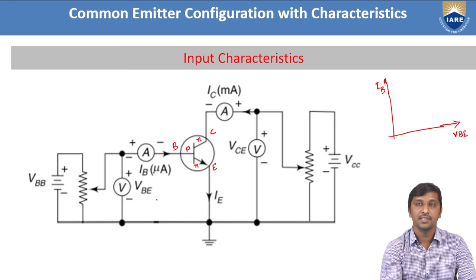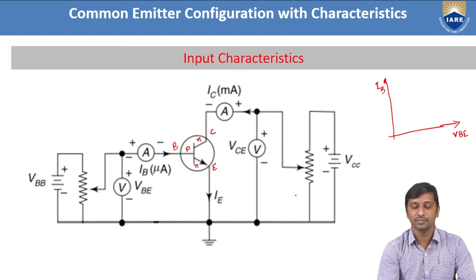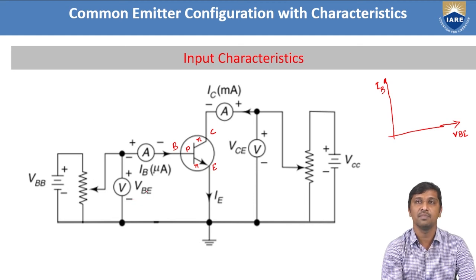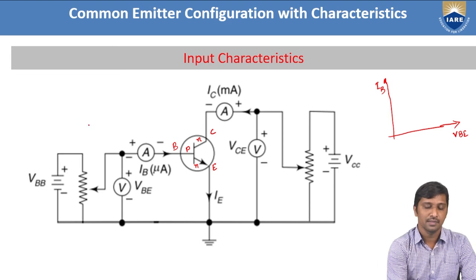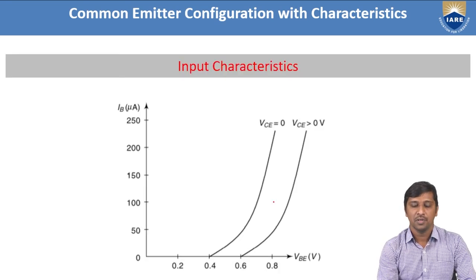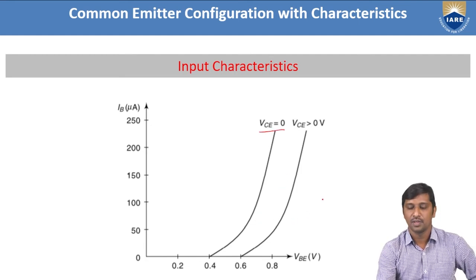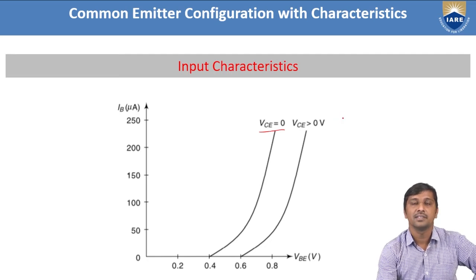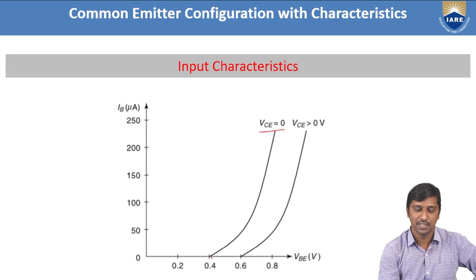To plot the input characteristics, we keep the output parameter constant. The output parameter here is VCE, which we keep constant while observing VBE versus IB. Let us first take VCE as 0. In that case, the input side looks like a normal PN junction diode, so it satisfies the PN diode characteristics: once the applied input voltage crosses the cut-in voltage, the conduction rate increases.